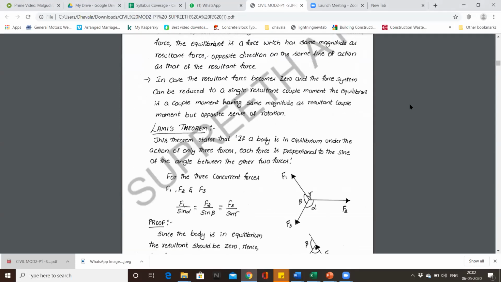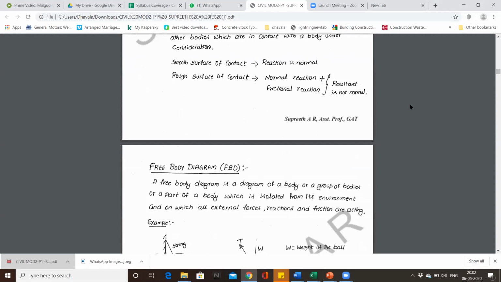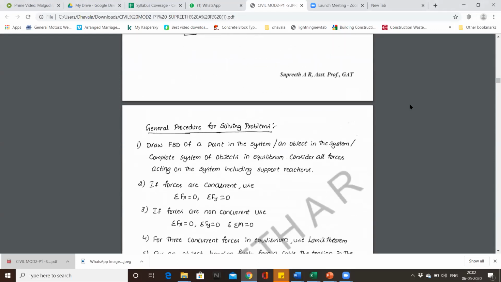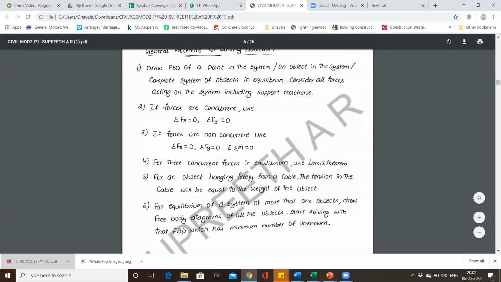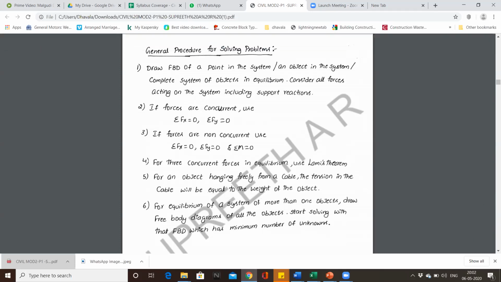Before going into solving equilibrium of forces, let us look into the steps to be undertaken to solve problems on equilibrium of forces. First thing is to draw the free body diagram. I'll just read out what is there in this slide. Draw the free body diagram of a point in the system, an object in the system, or the complete system of objects in equilibrium, and while writing the FBD, we have to consider all the forces acting on the system, including the support reactions.